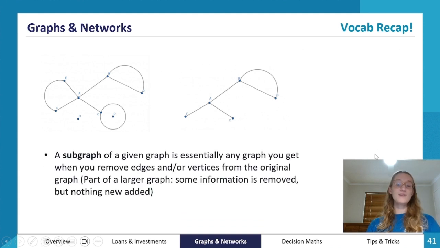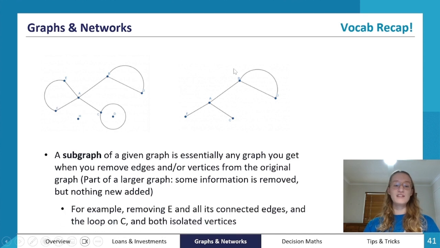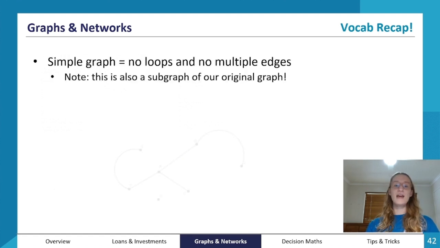What about these ones here? This one on the right is actually an example of a subgraph of the original graph. So what is a subgraph? It's essentially any graph you get when you remove edges and or vertices from the original graph. So some information is removed, but no new information is added. It's part of a larger graph, but there's no new information in a subgraph. You can see that E was removed and all of its connected edges, and the loop on C, and both isolated vertices. That information was taken away, but nothing new has been added.